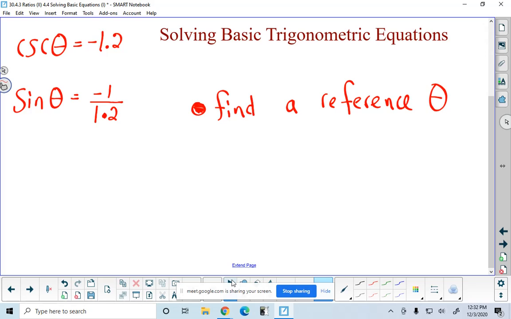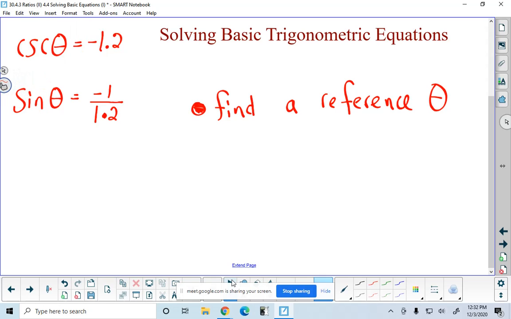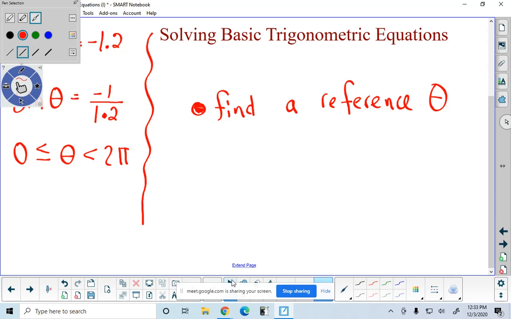Again, I just prefer to put that negative on the top. And now I find the reference angle. I'll do my work in blue. So step one is to find a reference angle. Oh, let's add one other thing here. Let's say that we want theta between 0 and 2 pi rads. So that statement is saying theta can equal 0 or it can be greater than 0, but it must be less than 2 pi. So I'm going to find the reference angle by taking the inverse sine.